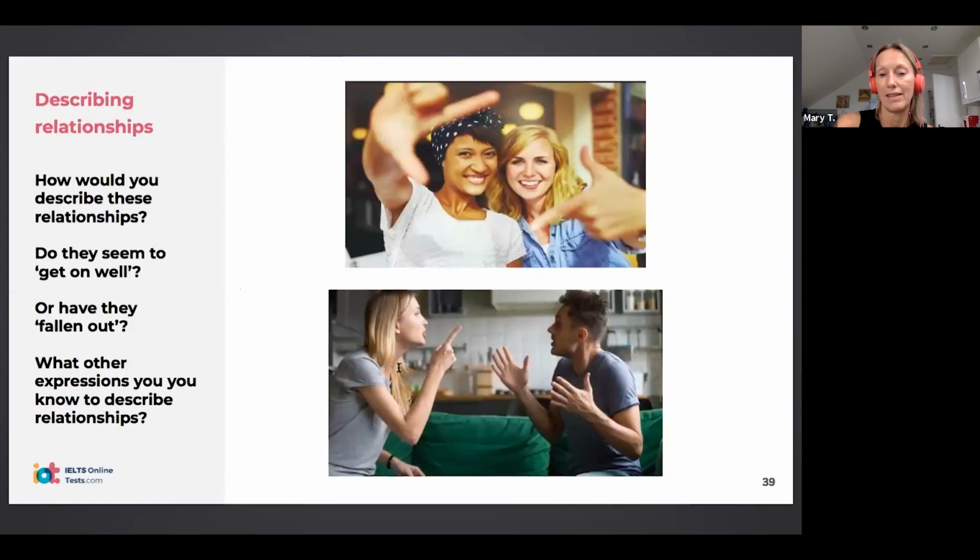Okay, so now quickly looking at these pictures here. How would you describe these relationships? So the top one. Okay, we've got 2 expressions here that we use quite a lot in English: get on well and fallen out. So the first one, do they seem to get on well? Yeah, they do. Good. Can you think of another expression to describe that picture?